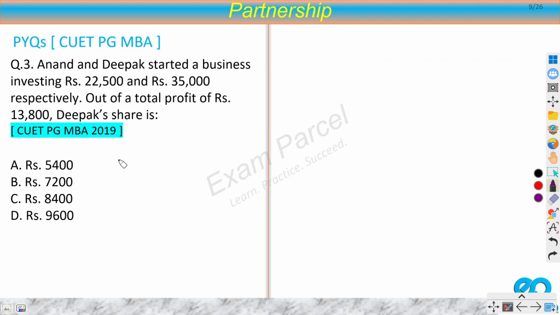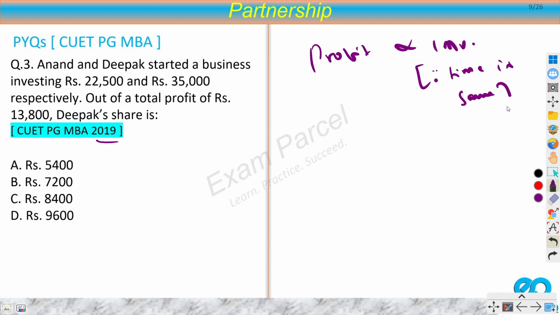Okay, now we can move on to the third question. This is from the 2019 paper. Anand and Deepak started a business investing rupees 22,500 and rupees 35,000 respectively. Out of a total profit of rupees 13,800, Deepak's share is? So we have to find Deepak's share. This is a very easy one. Profit is directly proportional to investment because time is constant, right? Time is the same for both.